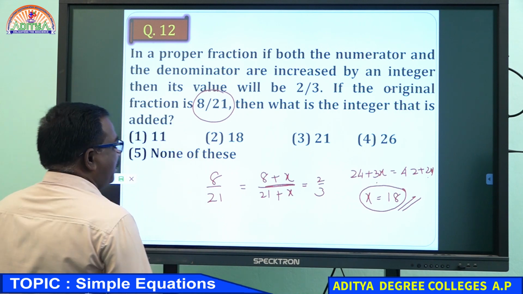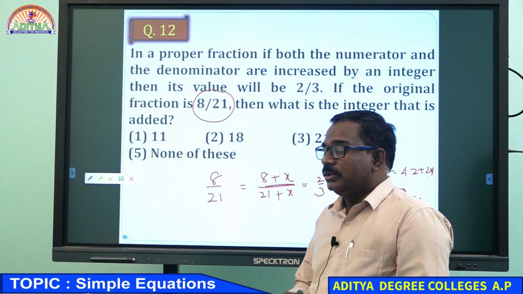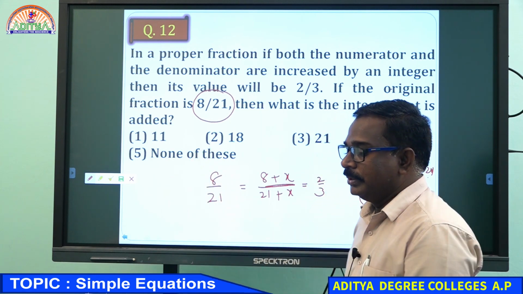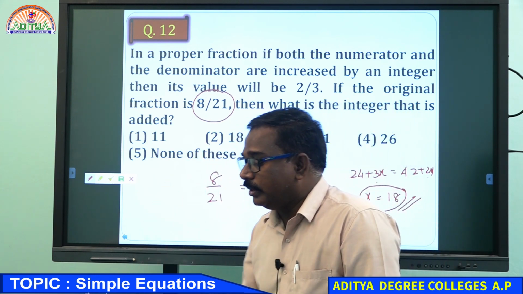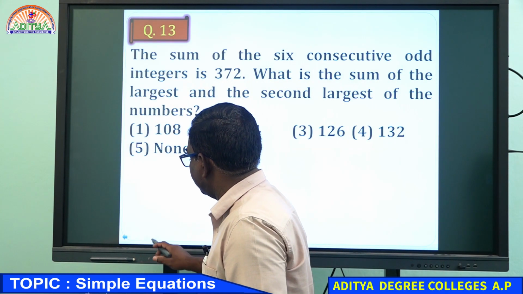Simple equations topic, you need to solve in a simple manner. You will get 40 seconds of time. In that 40 seconds only, you need to solve this. Next one.